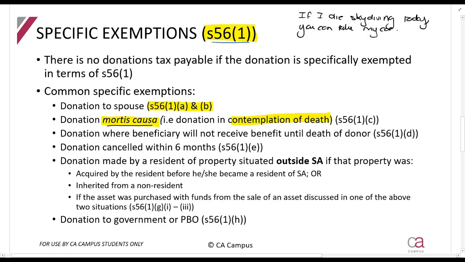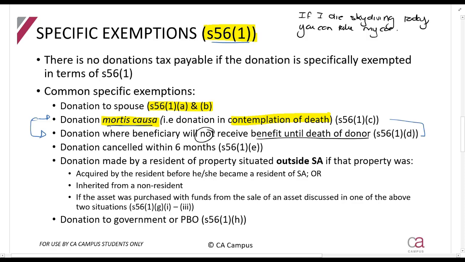Next one is a donation where the beneficiary will not receive the benefit until the death of the donor. So this is where I say I'm going to donate something to you, but you can't get it until I die. Now, students often say to me, but those things are the same. Donation mortis causa, and this one where you won't get the donation until I die. But they're not the same. First up, guys, it's just different section references, but both are exempt, so I don't want you to overthink this. But let me explain to you.